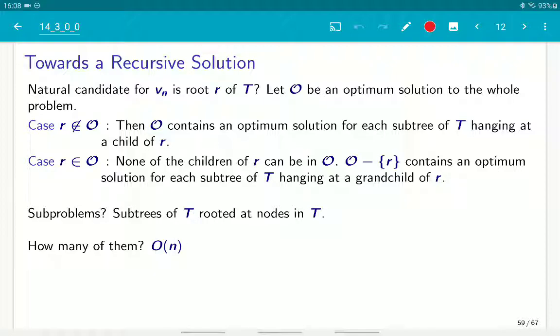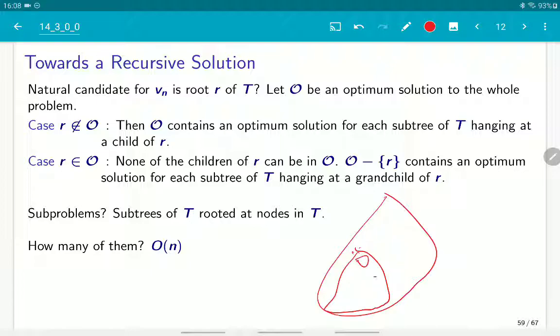So the recursive problem here is going to be, we have a tree, right? And we have a node, and the recursive subproblem is for a node to compute the solution in the subtree rooted at this node. So since there are a linear number of nodes, the number of recursive problems is going to be linear.